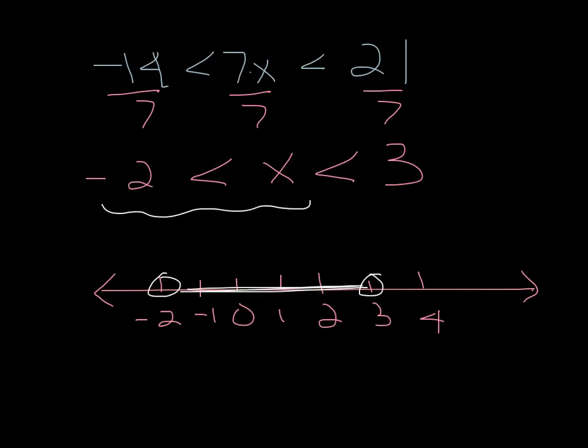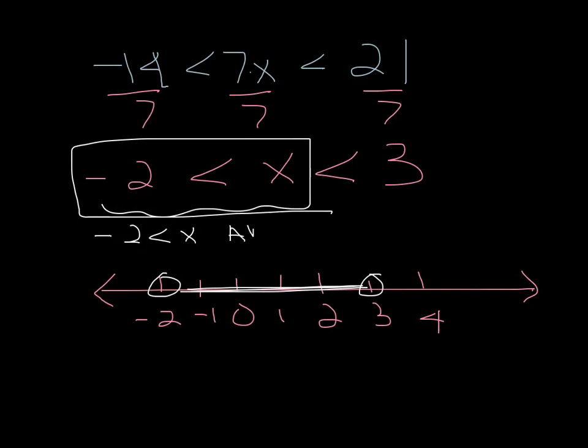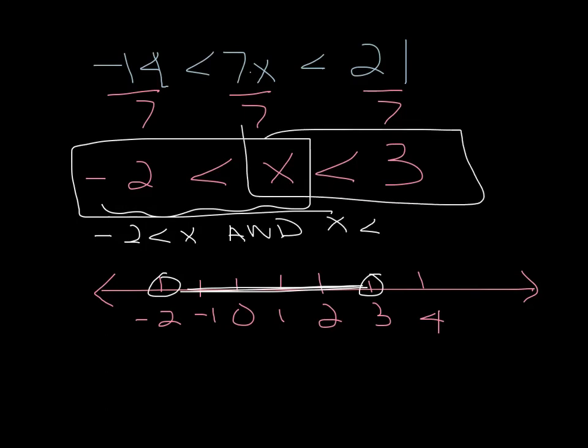So remember, you could write it like this part here. So you have -2 is less than x, and x is less than 3. It's just another way to think of it. But your solution falls somewhere in between here. So in interval notation, we would have open parenthesis -2 to 3, which is also open. So those are two types of compound inequalities: OR problems and AND problems.